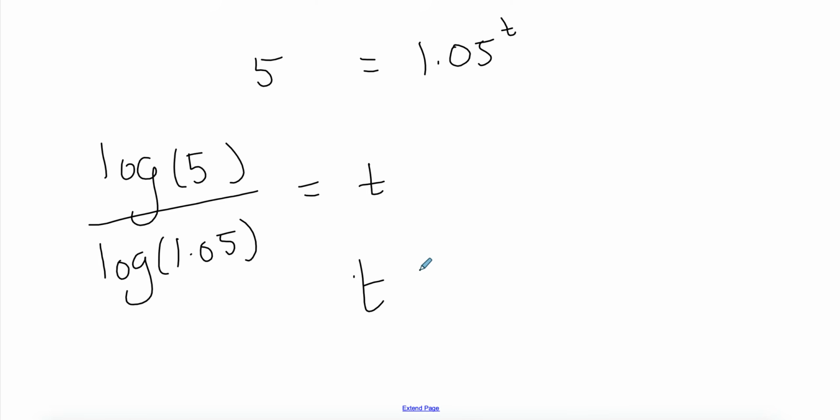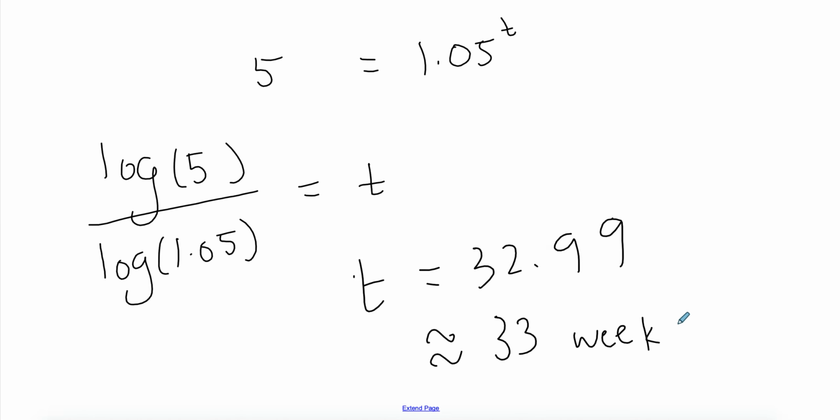So t is equal to 32.999, let's say, so that's about 33 weeks. And you can check your answer. You're going to see that it's approximately 1,000. It's going to be 1,000.6 if you substitute 33. It's going to be 953 if you substitute 32. So 33 is a better estimate here. And that's it, that's the final answer.